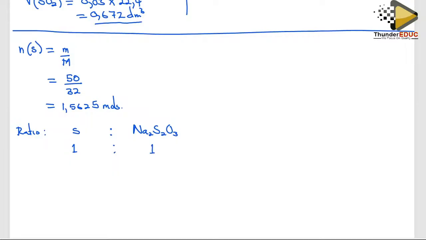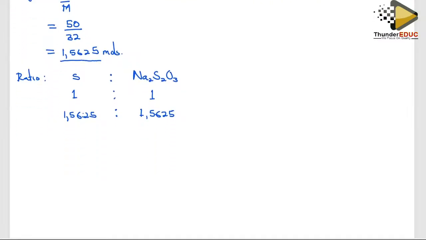If we're having the mole ratio like that, then how many moles did we actually calculate for sulfur there at the top? We got a value of 1.5625. So it's 1.5625 on this side, and they are actually going to be equal because the mole ratio there is 1:1.